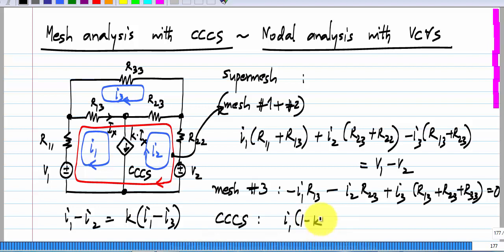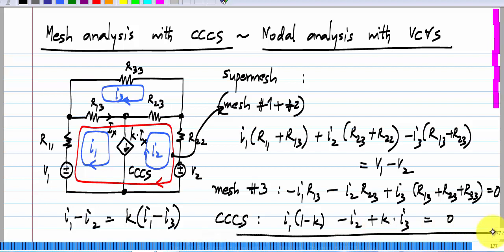I1 times 1 minus k minus I2 plus k times I3 equals 0. So this is what I'll have, and I can of course write that in matrix form.